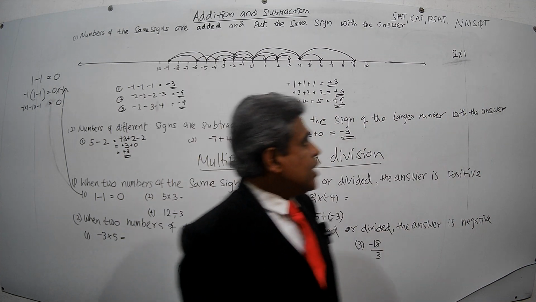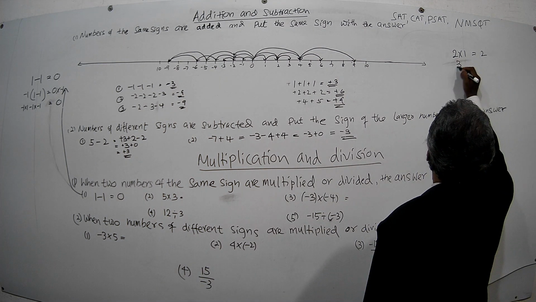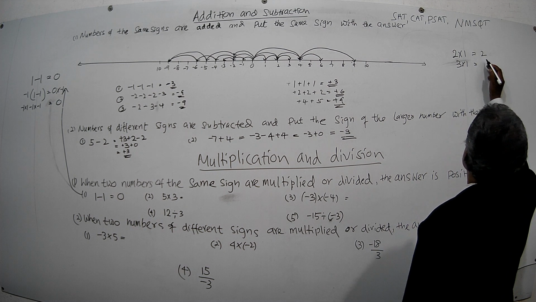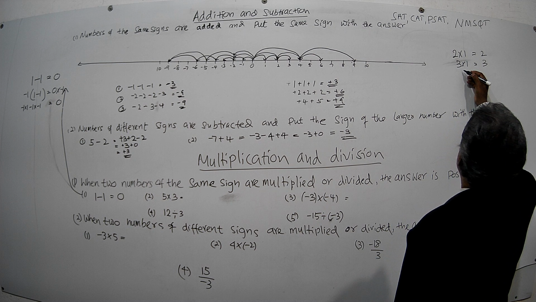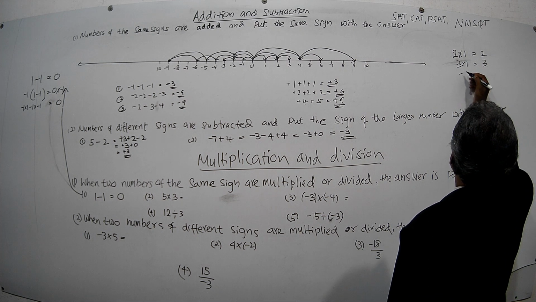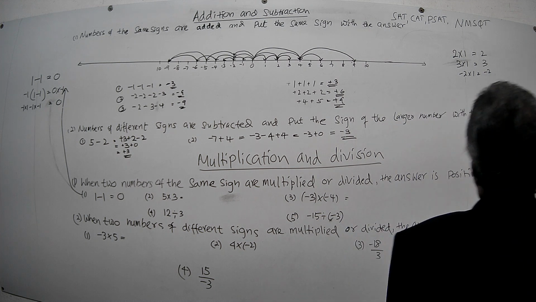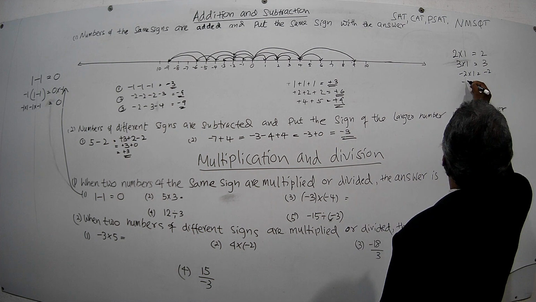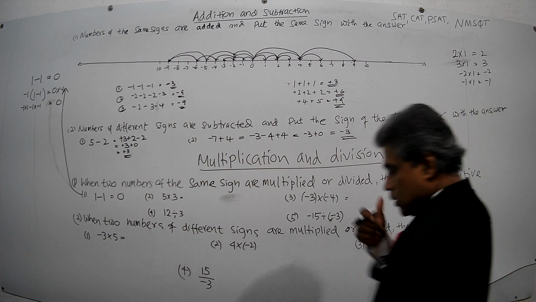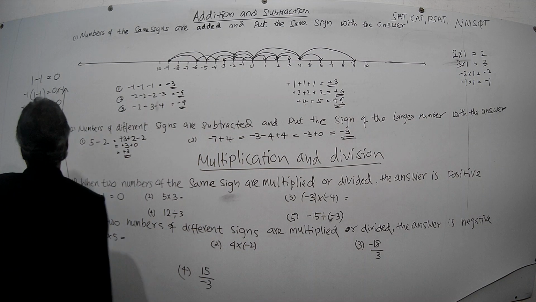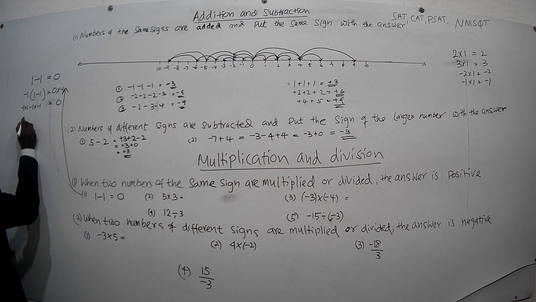2 into 1 is how much? Yeah, 1, 2. We know that. Then 3 into 1 equals how much? Yeah, 3. Then in the same way, minus 2 into 1 is how much? Minus 2. Therefore, minus 1 into 1 also must be minus 1. Right. Okay. Then here, according to that, minus 1 into 1 must be minus 1.